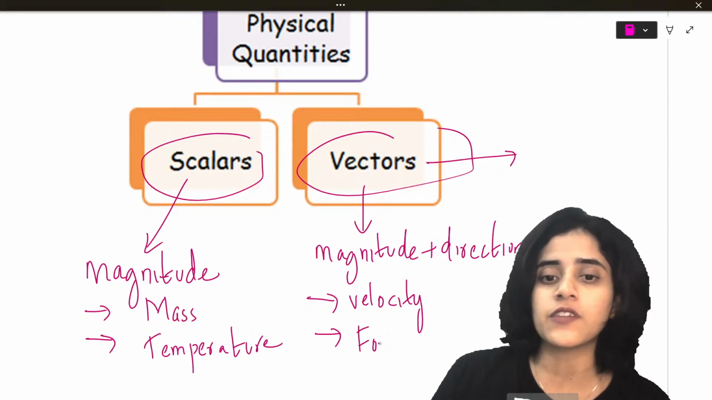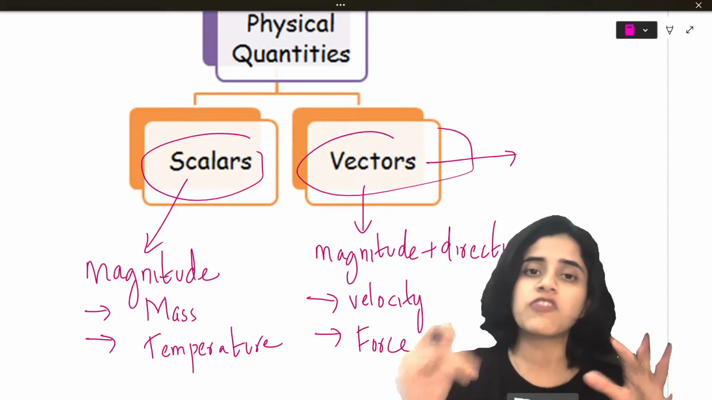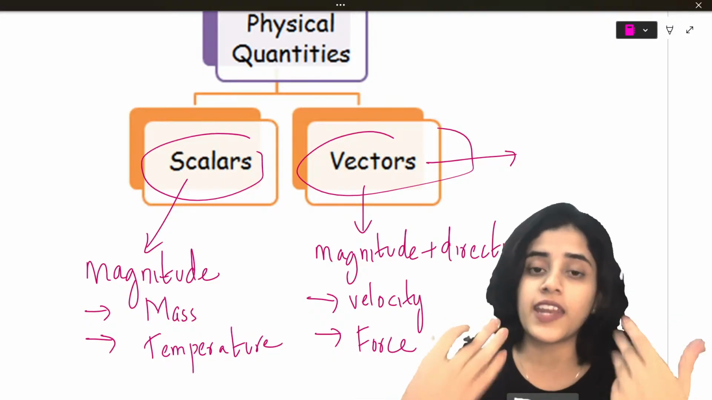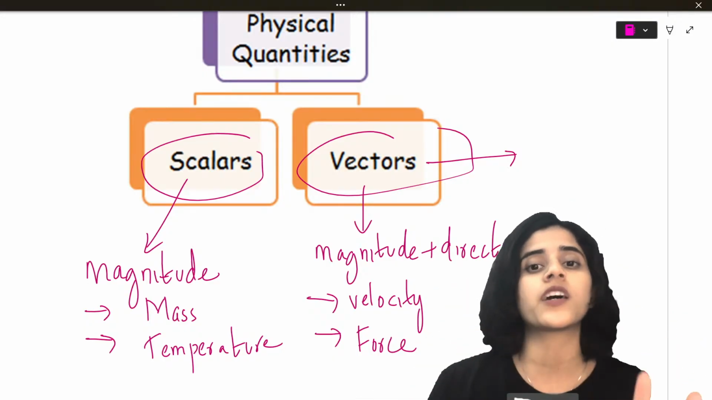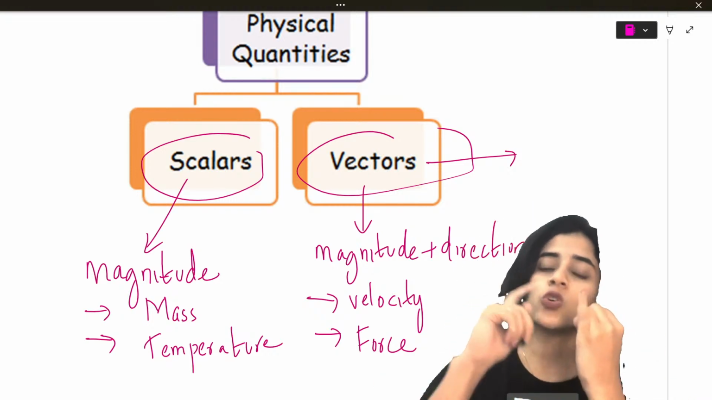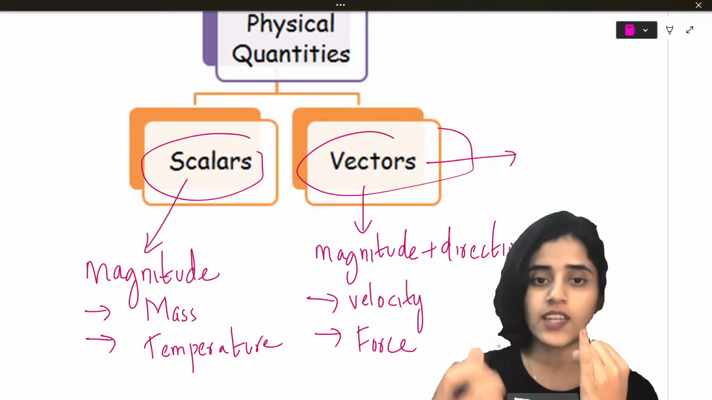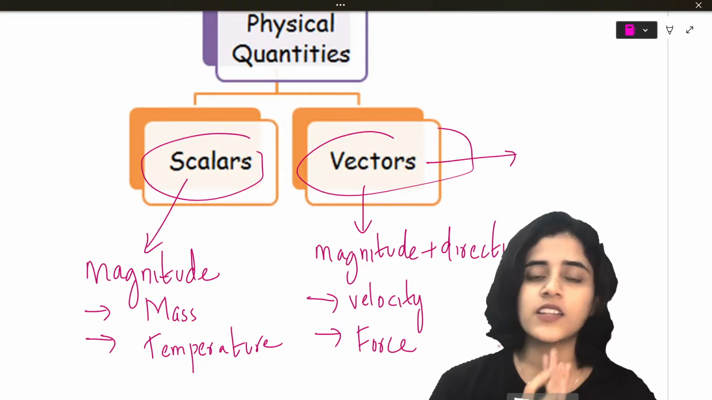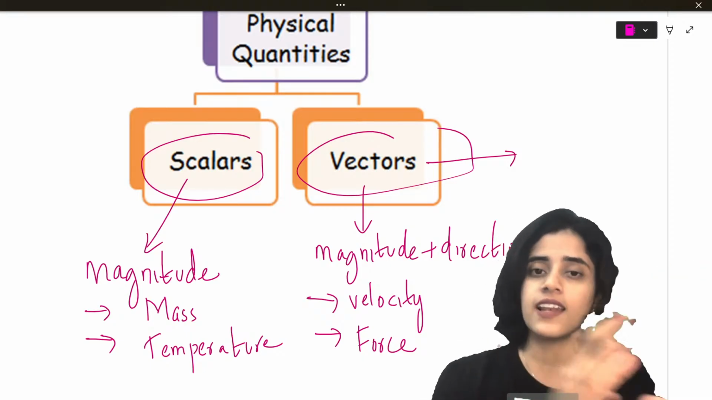Another example I can give you is force. If I'm pushing you, you are moving in the direction in which I'm pushing you. So the direction and the amount of force, both are important. So vector quantities are quantities where you look at the value and the direction in which it is traveling. These are the two types of physical quantities, scalars and vectors.